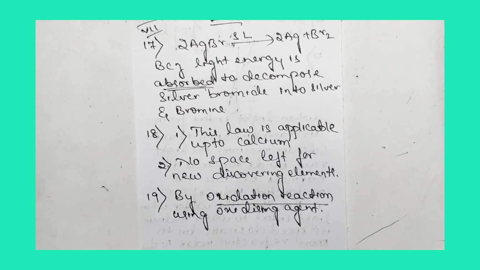Now let us move to the 20th question. The 20th question is: write one difference between oxidation and reduction reaction and write an example for each type in the form of a chemical equation.